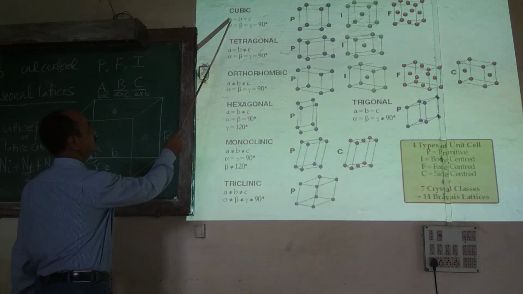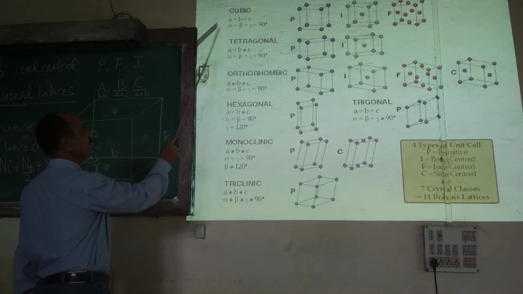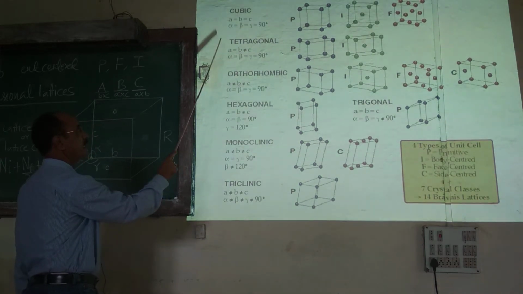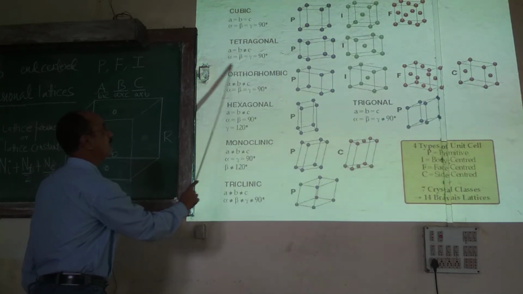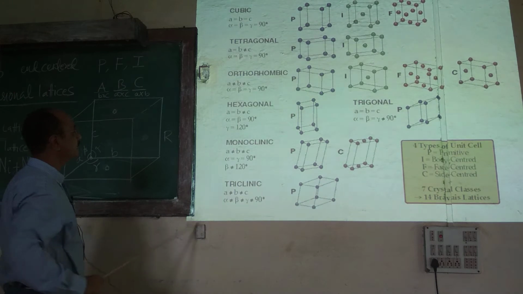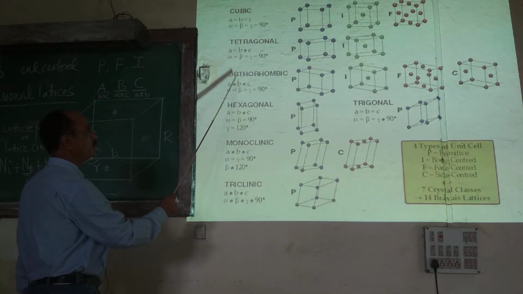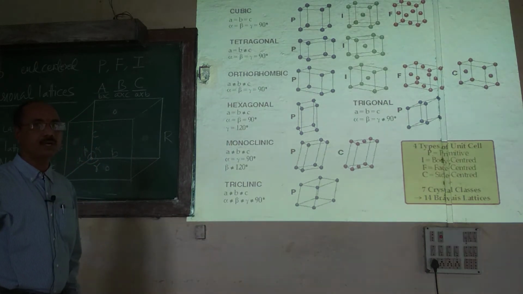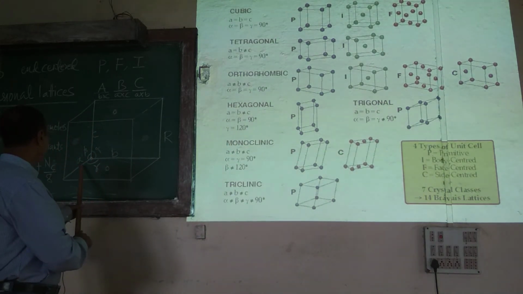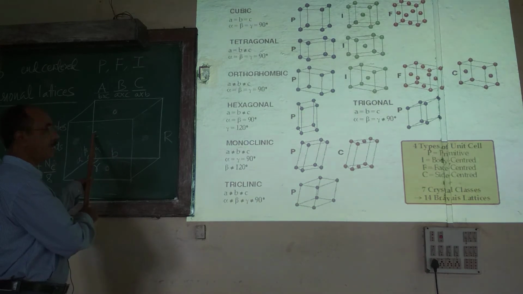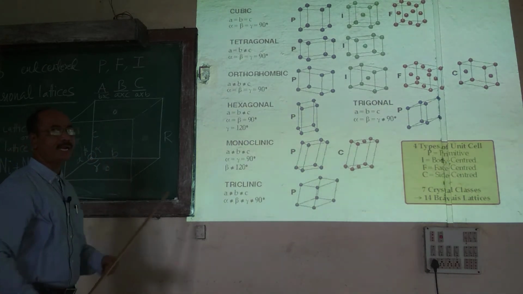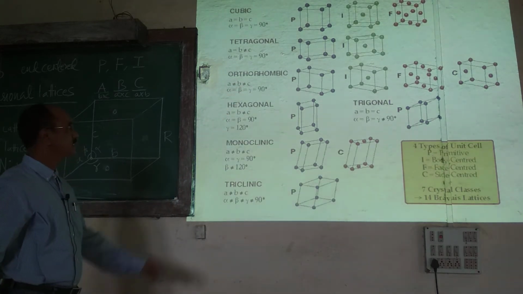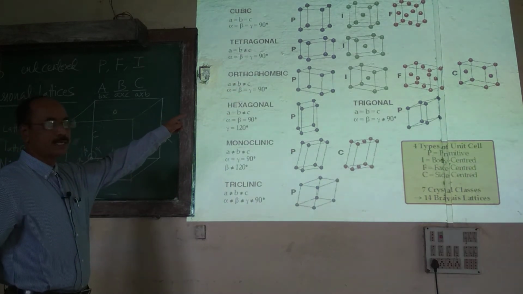Here a equal to b, b equal to c, alpha, beta, gamma 90 degrees. a equal to b, but a and b are not equal to c, alpha, beta, gamma are 90 degrees. Here a is not equal to b, b is not equal to c, but alpha, beta, gamma are equal to 90 degrees. This type of crystal system is called an orthorhombic crystal system.